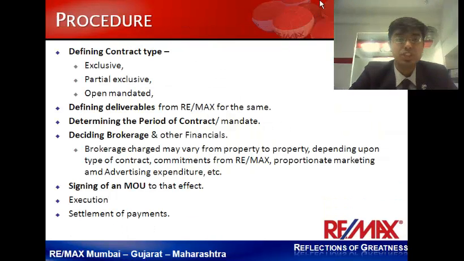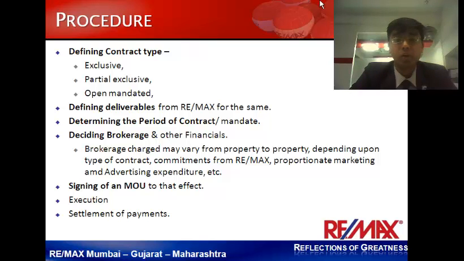What's the final procedure for working with the seller? You define the contract type with him, in terms of an exclusive mandate, a partial exclusive, or maybe an open mandate. You define the deliverables from Remax for the same. When we talk about deliverables from Remax, we have to be very clear as to what we are willing to do for the seller, and what he is going to get and how the property would get sold.